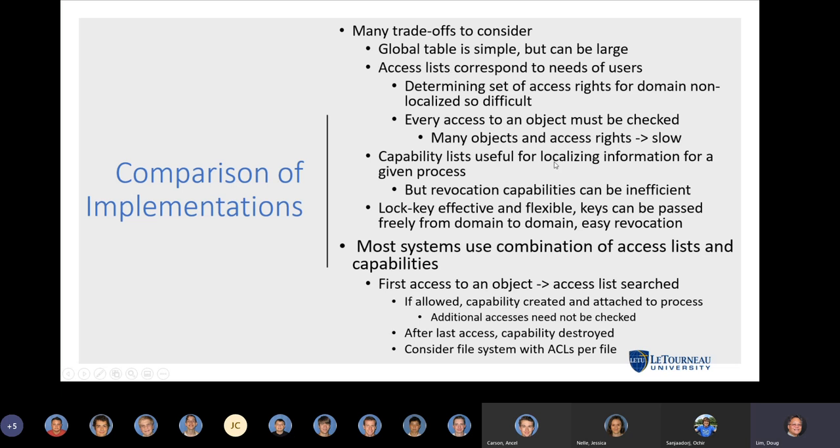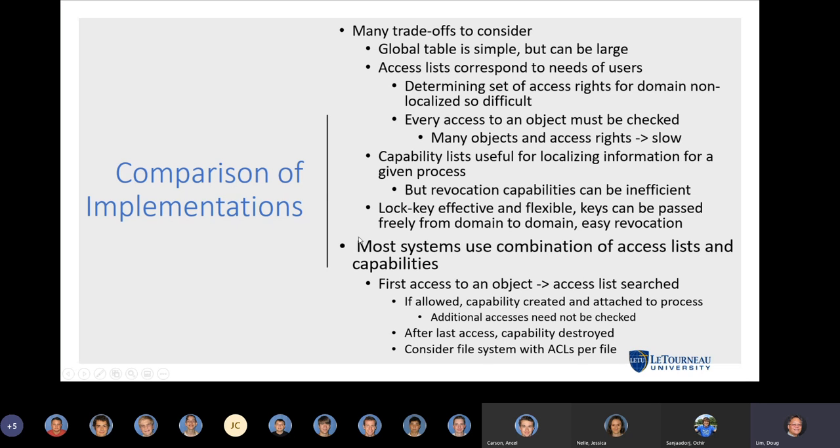So a capability list is used for localizing information for a given process and that domain. The downside of capability lists is that revocation can be inefficient. The lock and key is effective and flexible, but keys can be passed freely from domain to domain, and easy revocation can be accomplished by just changing the locks and not giving the process the new key. So that can be commonly done.